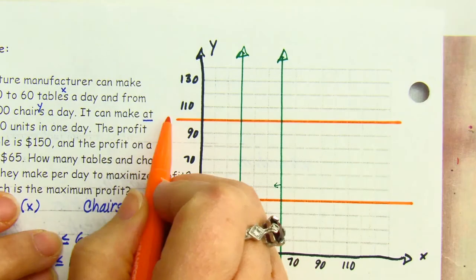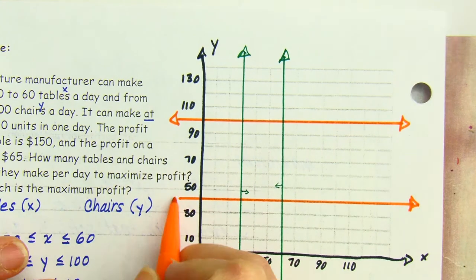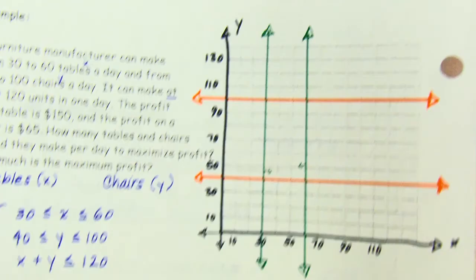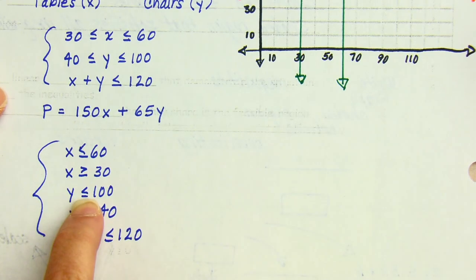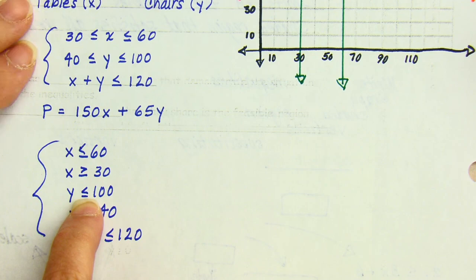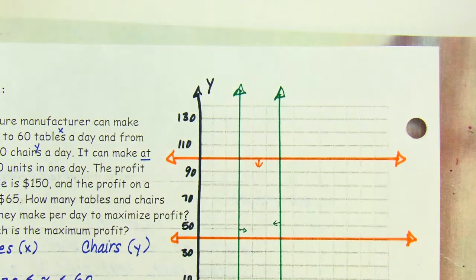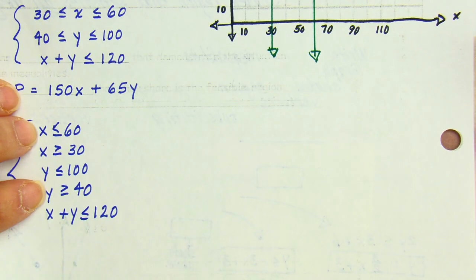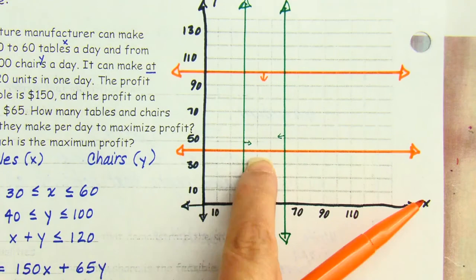All right. Now, let's test the 0 to see where we're shading there. All right, so with respect to this one, is 0 less than 100? Yes, so we're going to shade below that line. So this line, we're going to shade below it. And for the other one, y is greater than or equal to 40. Is 0 greater than or equal to 40? No, so we're not going to shade down, right, because 0 is down below this orange line. We're going to shade up.